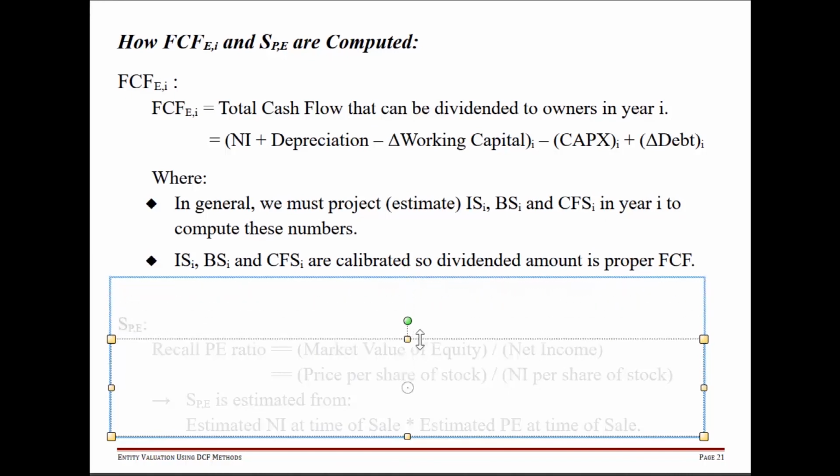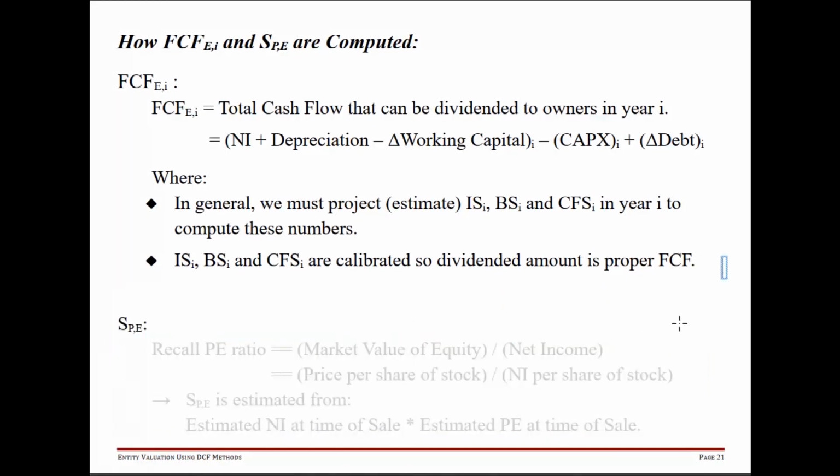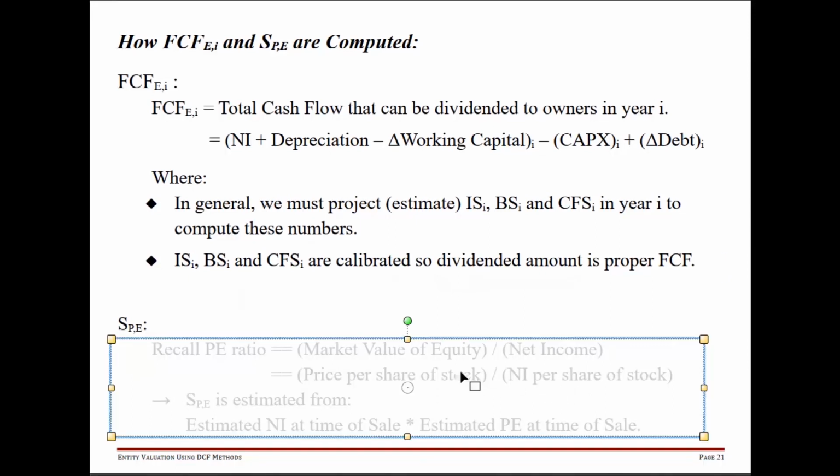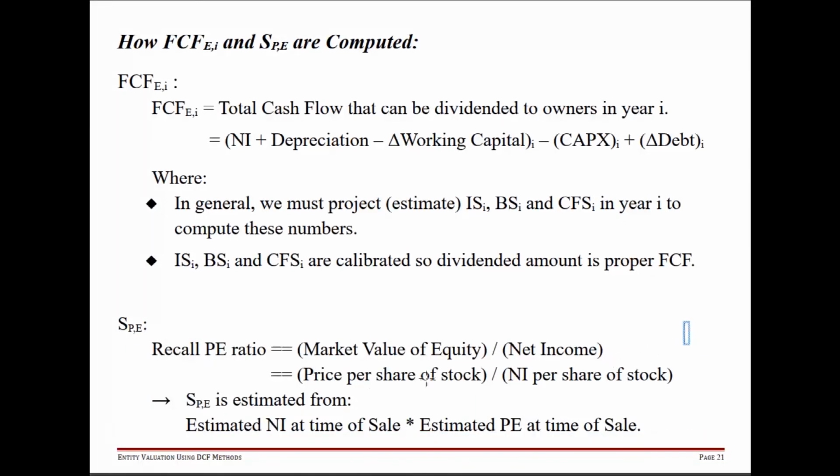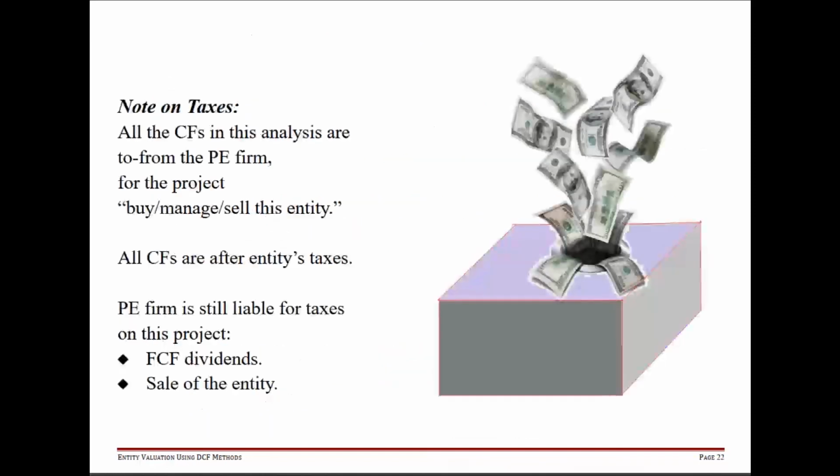And then for the sale price, realistically, in the real world, what a private equity firm is going to do is they're going to have an estimate of the PE ratio of the firm when they think market conditions have recovered or whatever, and then using the definition of the price to earnings ratio, you can say, here's our estimated net income, say 5 years out when we're going to sell the firm, times our estimated PE for the firm 5 years out, and that's going to be our sale price. So they'll do something like that to come up with an estimate of the sale price.